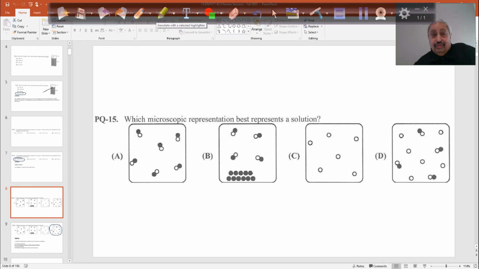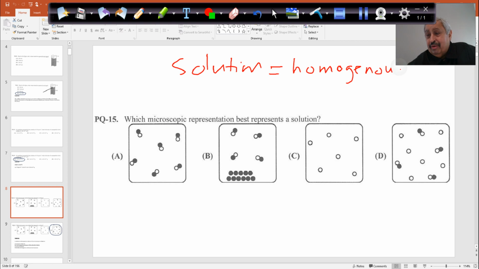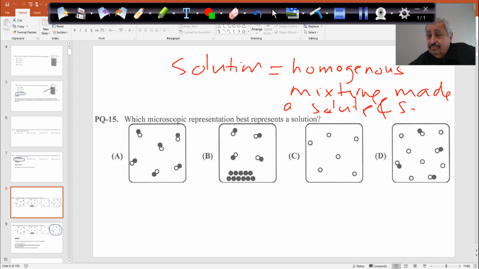First of all, you have to think about what a solution is. Is the solution homogeneous or heterogeneous? Yes, that's very crucial, because if it's heterogeneous, then you don't speak about a real solution. A solution is a homogeneous mixture made of a solute and solvent.